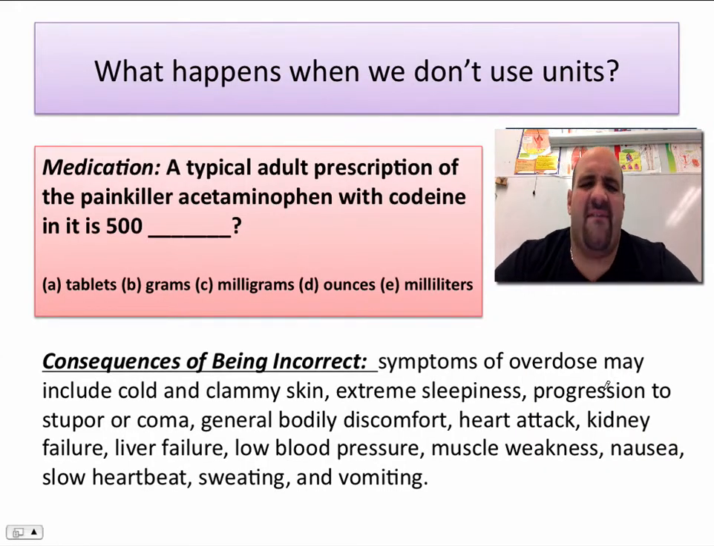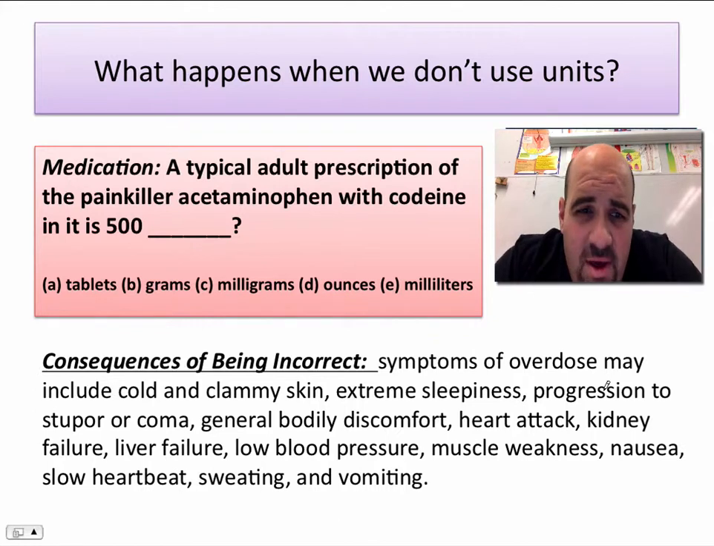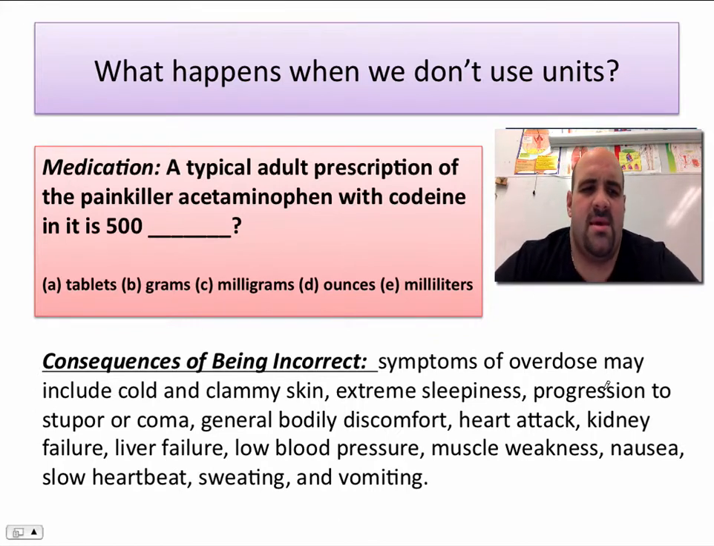And let's look at 5 examples of what happens when we don't use units. So these are going to be some problems we're going to read, and they're going to associate themselves with 5 different areas, and we're going to see the importance of units in everyday life. So we have a question dealing with medication. A typical adult prescription of the painkiller acetaminophen with codeine in it is 500 blank. And we have some choices: tablets, grams, milligrams, ounces, milliliters.